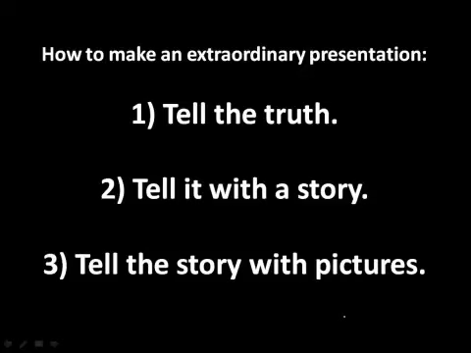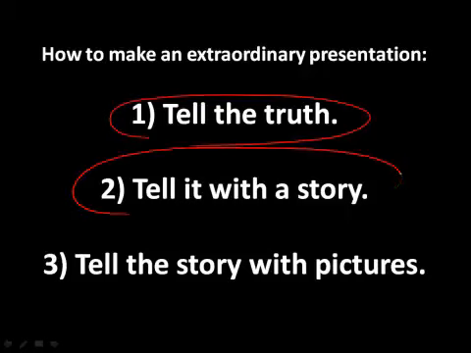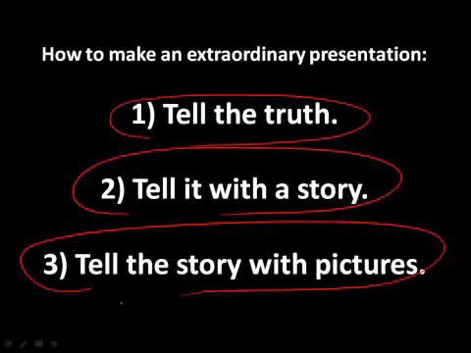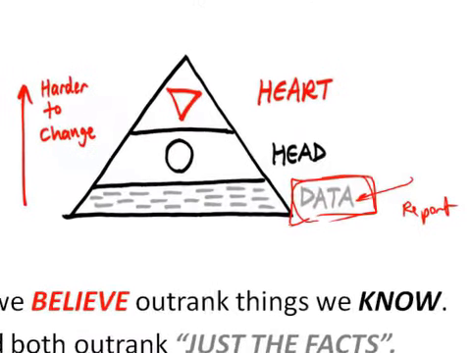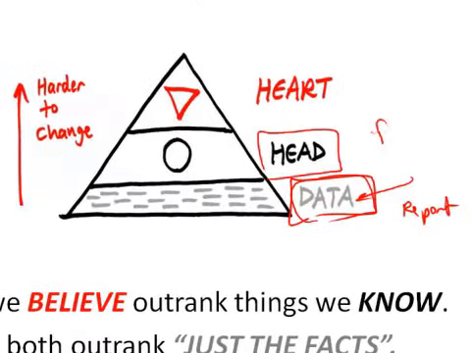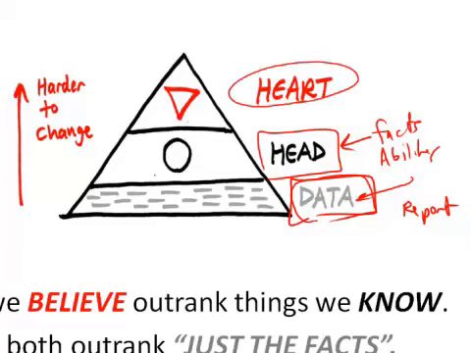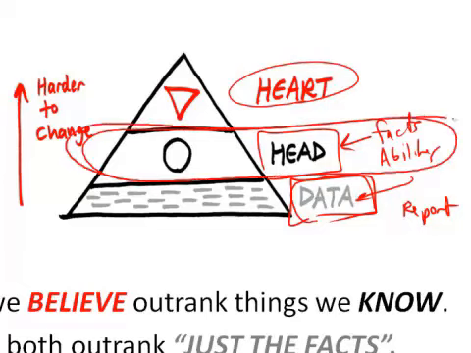As we remember, in order to make an extraordinary presentation, 3 simple rules. Number 1, tell the truth. Number 2, tell it with a story. And number 3, tell that story with pictures. Touching on truth very quickly, we will remember that there are different kinds of truth. There's the truth that comes out of the data, and that's what we talked about in our last session, where we talked about making a report. Then there is the truth that lies in our head, kind of the facts and the things that we know, the abilities that we have, and that's what we're going to be focusing on today. And then in a future session we'll start to talk about the truths that exist in the heart. So today we're going to be focusing on how to begin to move people's head.